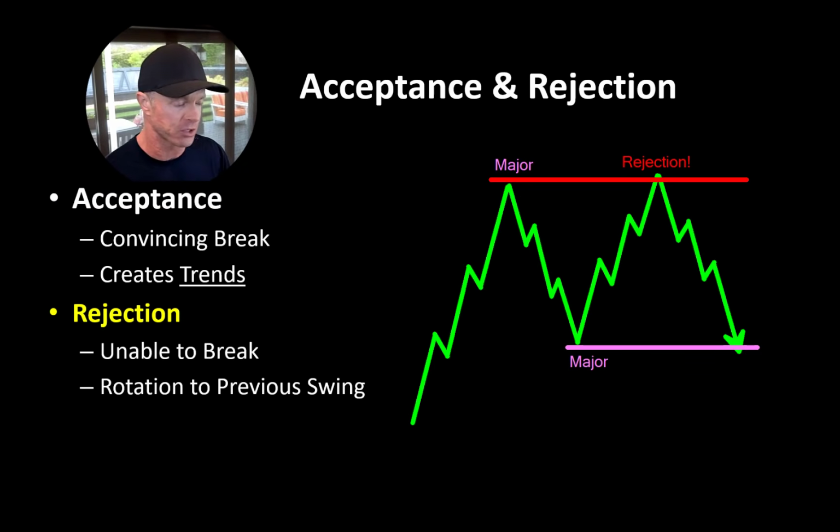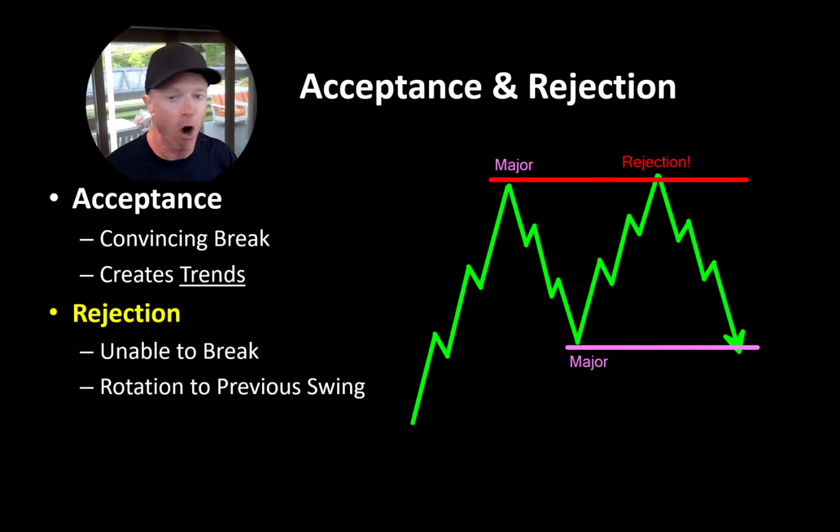Now, rejection occurs if price can't make a convincing break higher. In this example, buyers are rejecting higher prices. And because of that rejection, price then rotates all the way back down to the most recent major low, where buyers can then buy at a lower price.